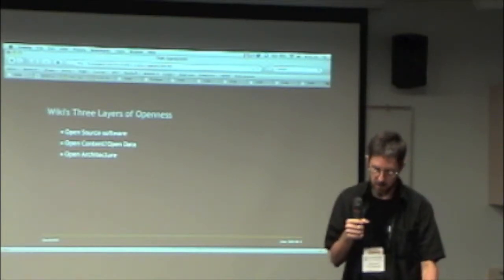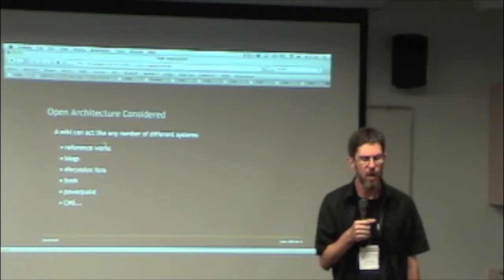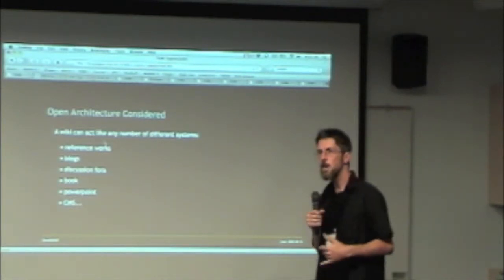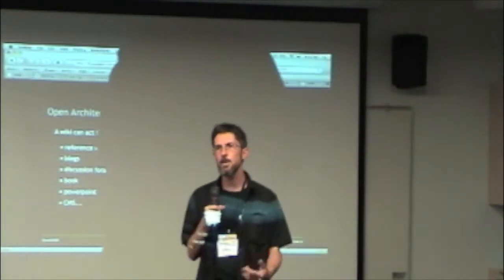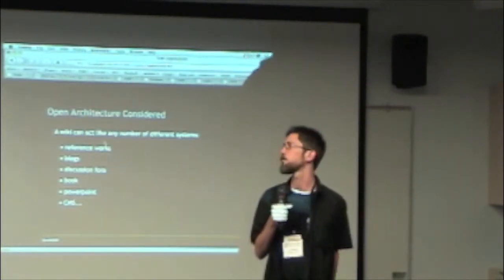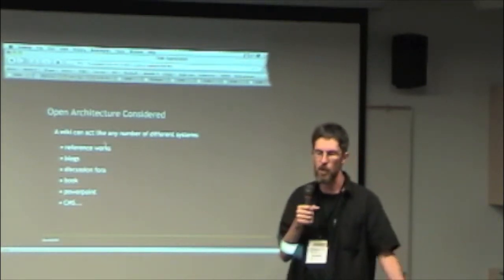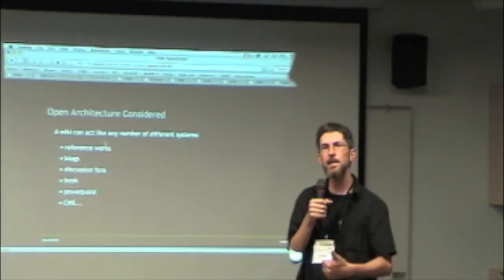Now, architecture is a really interesting thing to think about, and I think this is my point of departure. What I've found through the research that I've been doing with wikis, building things and using them in a whole bunch of ways, is that wiki can be used in a whole bunch of different ways. It can look like a reference work, and the obvious example is Wikipedia, where most people come to the concept. But a wiki can look like a blog.